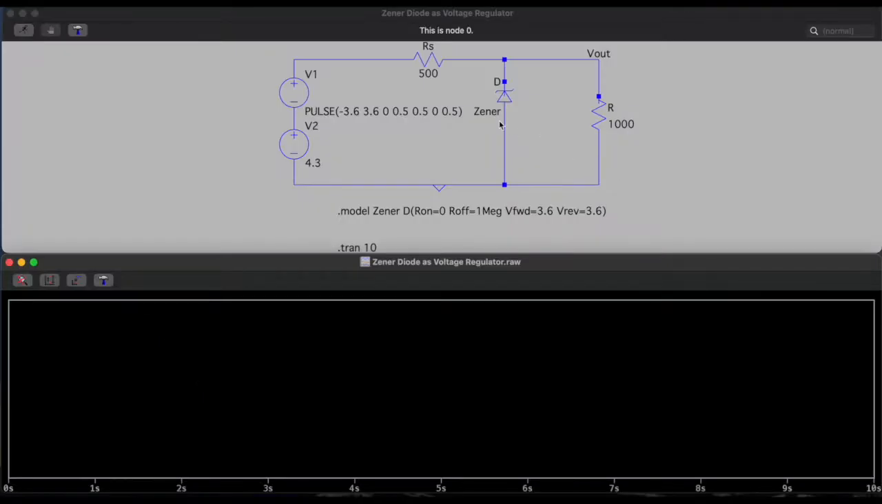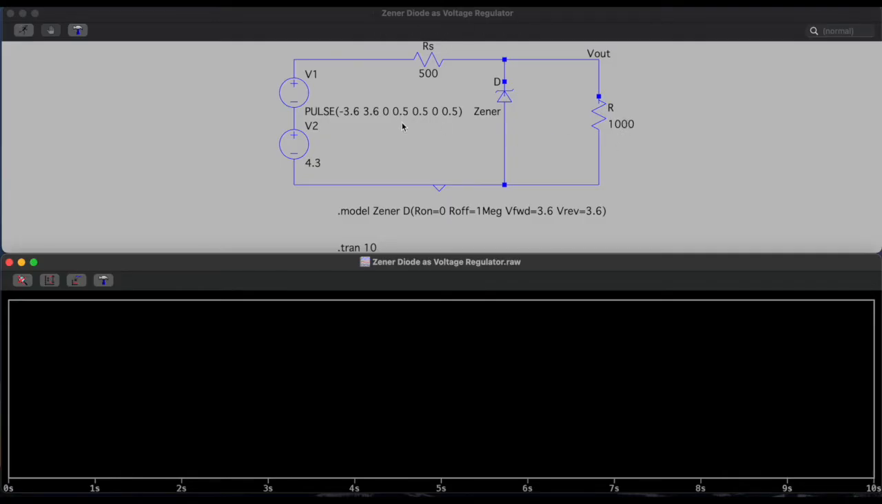In point 10 of part 1, we will use one Zener diode with Rs of 500 ohm and RL of 1 kilo ohm, and we will add one more voltage source. In this circuit I use two voltage sources, a source resistor Rs of 500 ohm, one Zener diode which has a reverse voltage of 3.6 volt, which is the breakdown voltage, and a load resistor with a value of 1000 ohm, which means 1 kilo ohm.